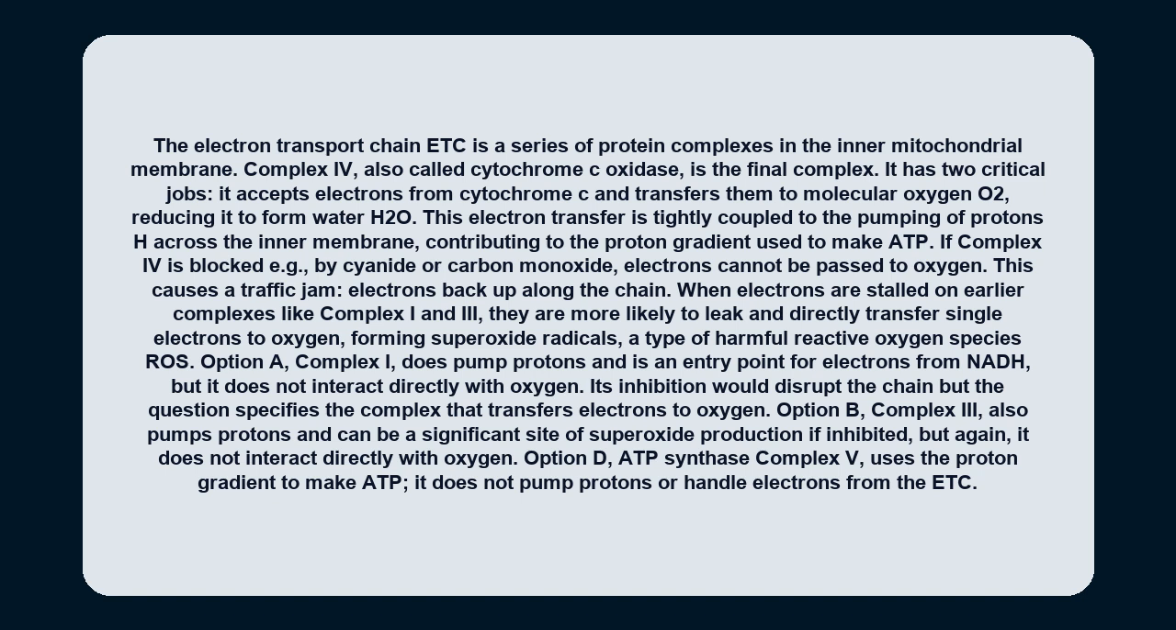Option A, complex I, does pump protons and is an entry point for electrons from NADH, but it does not interact directly with oxygen. Its inhibition would disrupt the chain, but the question specifies the complex that transfers electrons to oxygen. Option B, complex 3, also pumps protons and can be a significant site of superoxide production if inhibited, but again, it does not interact directly with oxygen. Option D, ATP synthase, complex V, uses the proton gradient to make ATP. It does not pump protons or handle electrons from the ETC.